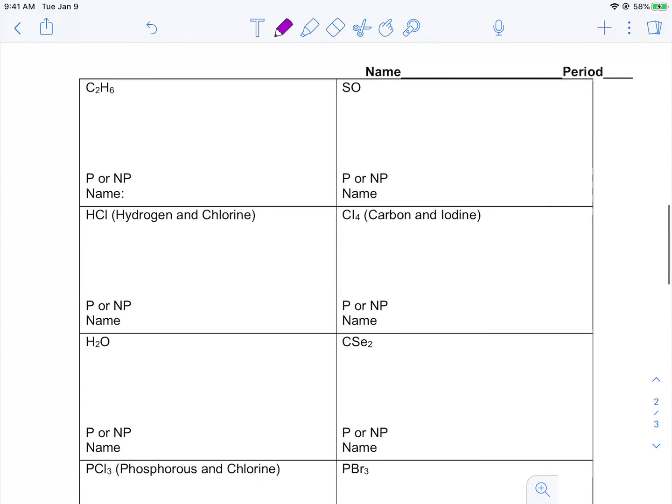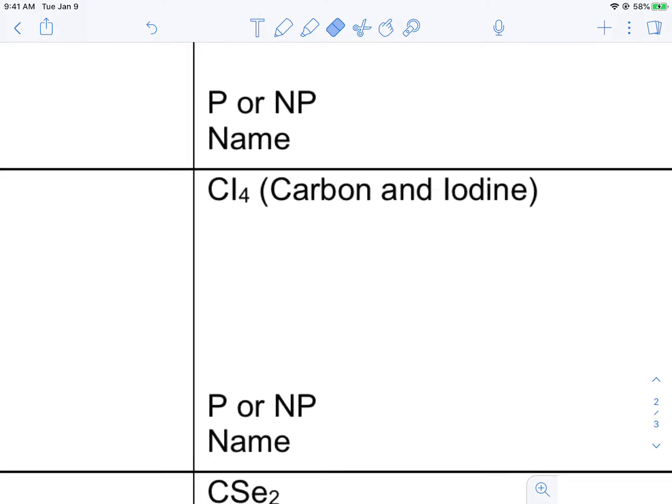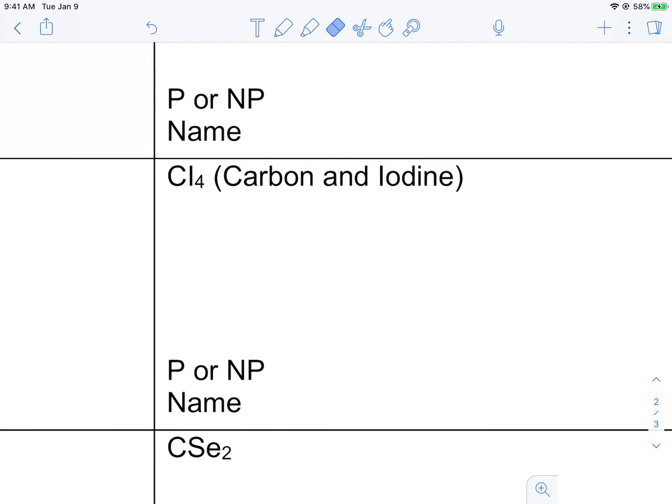So we have done this one already. So all you're doing for these is you're bonding them, you're classifying them as polar or nonpolar, and you're going to do the name right here. Let's go ahead and do something different. So let's do, say, CI4. Okay, so carbon and iodide. I'm just going to do the name for this one.